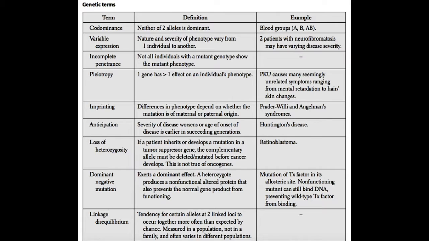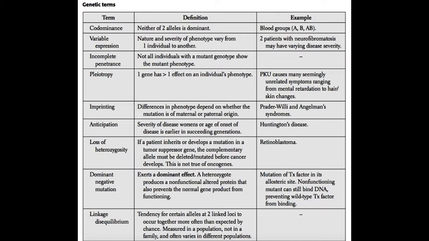Pleiotropy is the effect that a single gene may have on various phenotypical parts of a presentation. For example, the cystic fibrosis mutation is just a single gene, and yet it causes respiratory infections, salty sweat, and pancreatic insufficiency. So various expressions from a single gene.